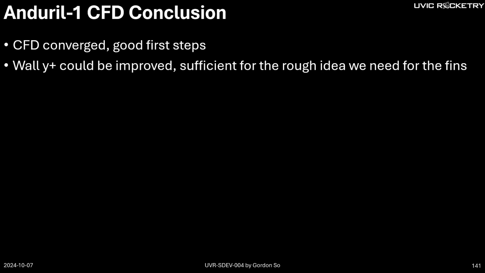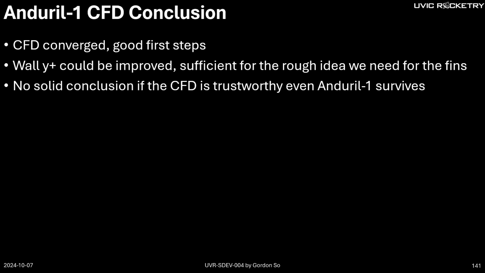So from the Android CFD, I conclude that CFD convergence is a good first step for a good rocket CFD, because this time we actually ran on our actual rocket. That's a good indication already. Y plus could be improved, most likely just by refining the first layer height to achieve that Y plus, but it's good enough for what we needed at the time. I cannot really conclude that CFD is trustworthy, even though Android 1 came back in one piece. The fin damage was because of ground impact.